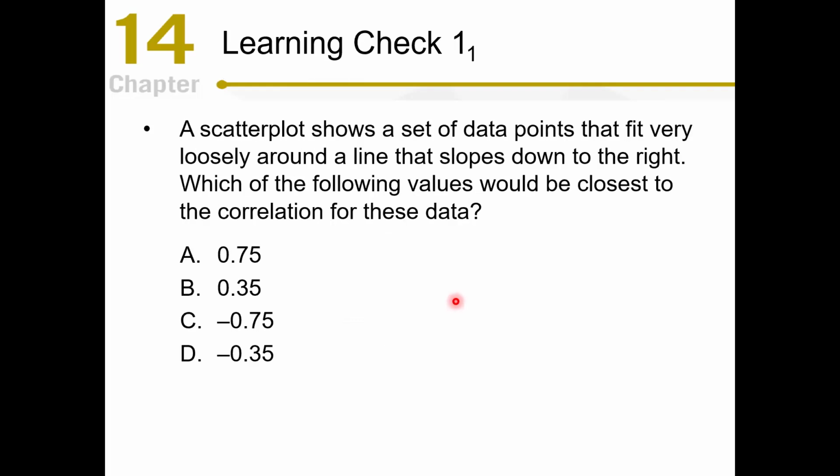All right, so here is a question. We talked about consistency. We talked about the fit around that imaginary line. The closer the dots or the data points are to one another, that means you have a strong, very consistent relationship between your X and your Y variable. So here's a learning check. It says, a scatter plot shows a set of data points that fit very loosely around a line that slopes down and to the right.